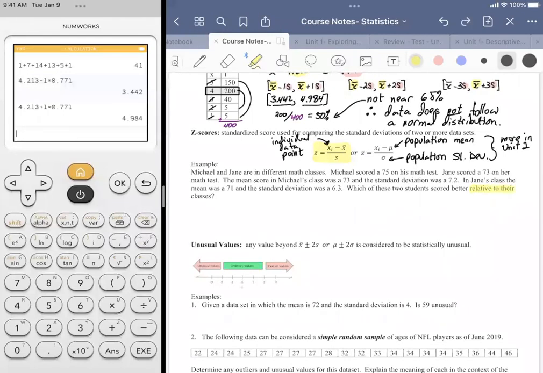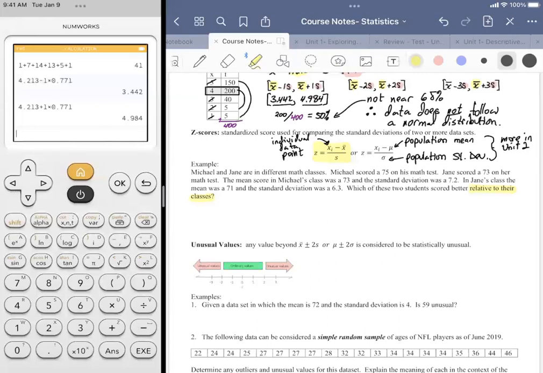I'll highlight the whole thing. All right. We already know who did better. Michael got a 75, Jane got a 73. One did better than the other. But did one take a harder test? They're in different math classes. Are they even in the same unit? Maybe the unit was more challenging. How do we know which one showed more mastery over the content that they were learning?